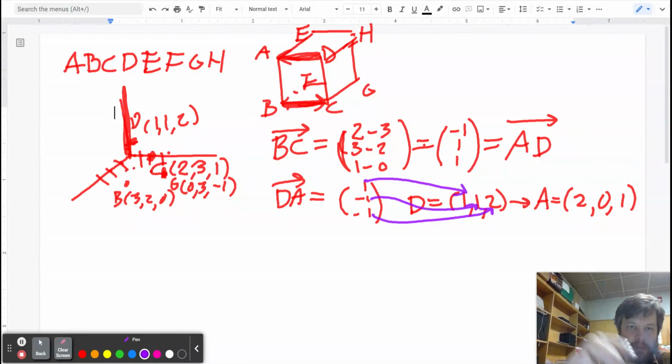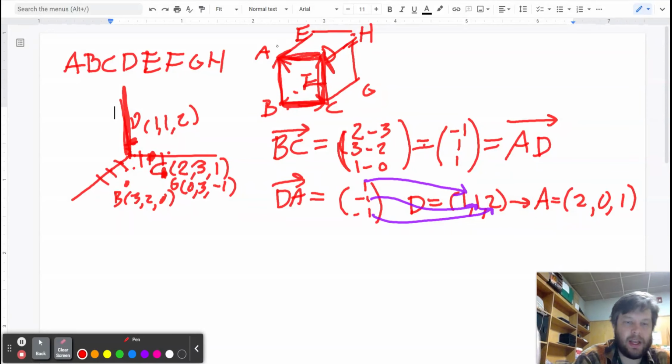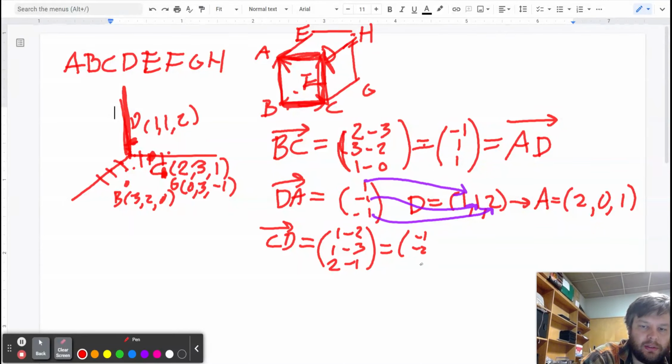I could have done the same thing if I had found what CD's vector is and done the same thing with BA. So that's a good double check. I'm going to double check that I did that correctly. If I look at CD's vector, that's going from C to D. So I go D minus C, D minus C, D minus C. And I get (-1, -2, 1). That turns out to be pointing in the same direction as BA.